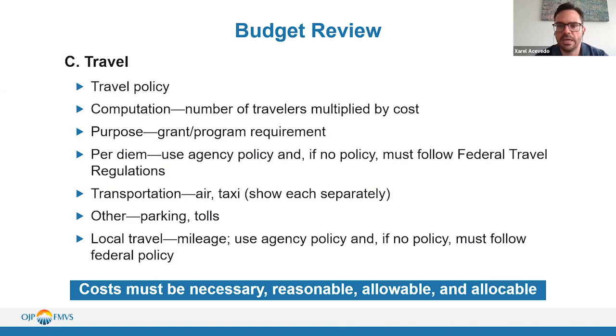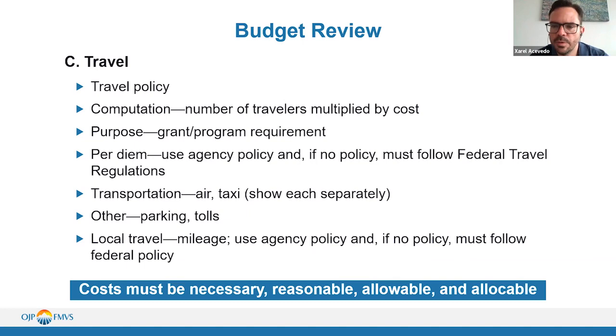The computation. When we talk about computation, take into account all the people that are going to travel and then multiply that by the actual cost per person. The purpose, remember that it has to be justified. It can't be travel just for traveling. Examples of justified traveling is training, right? If you have a ticket training, out of town, that's allowable. Also visiting award sites is also an allowable travel expense.